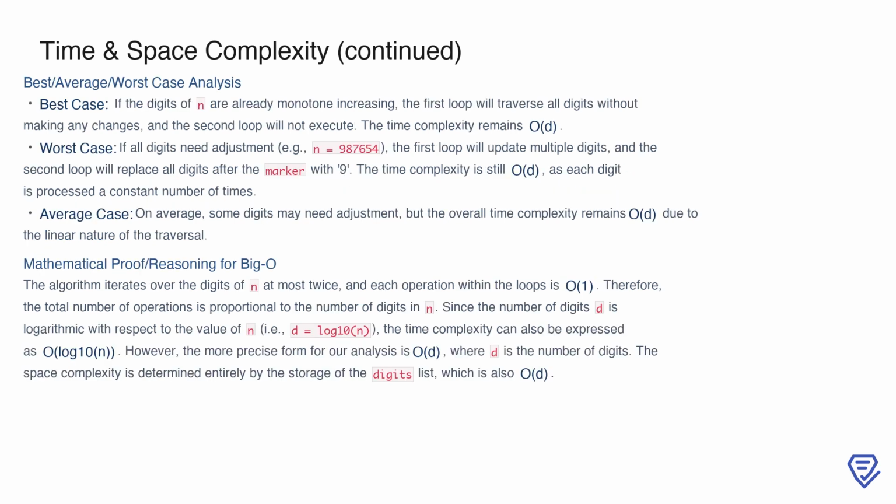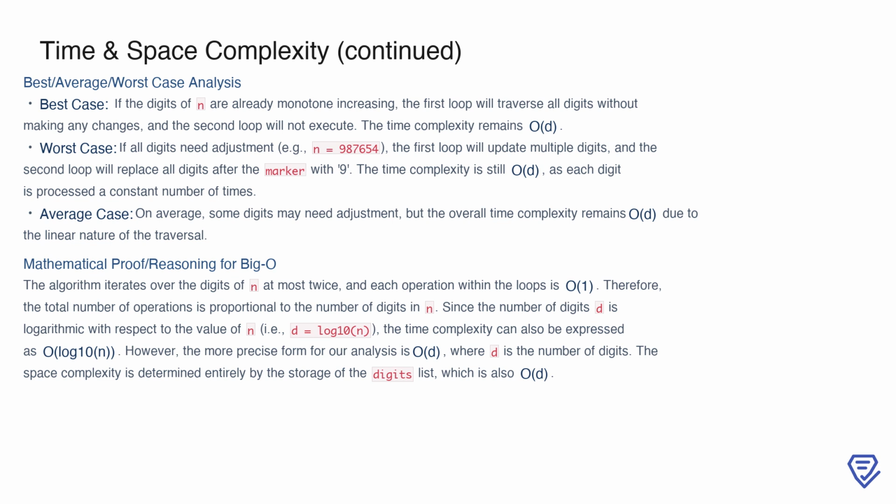We can also analyze the algorithm's performance in different scenarios. In the best case, if the digits of n are already monotone increasing, the first loop will traverse the digits without making any changes, and the second loop will not execute. This results in a time complexity of O(D). In the worst case, where all digits require adjustment, such as when n is 987,654, the first loop updates multiple digits, and the second loop replaces all digits after the marker with 9. Even in this case, the time complexity remains O(D), as each digit is processed a fixed number of times.